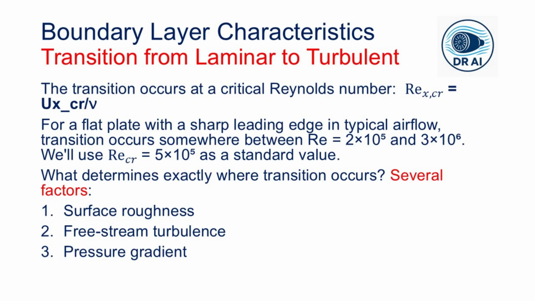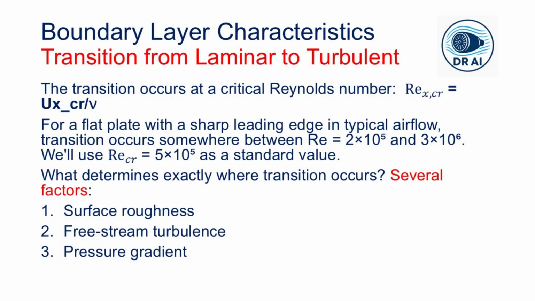There are several factors. One of them is the surface roughness. Rough surfaces trigger the transition earlier. The second one is the free stream turbulence. More turbulence or disturbances in the flow promote earlier transition. And the third one is the pressure gradient. Favorable gradients delay the transition, and adverse gradients accelerate it.